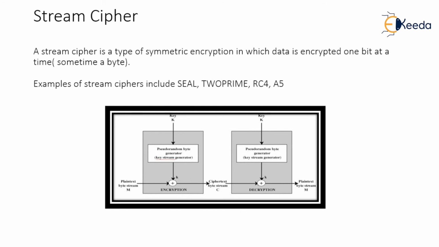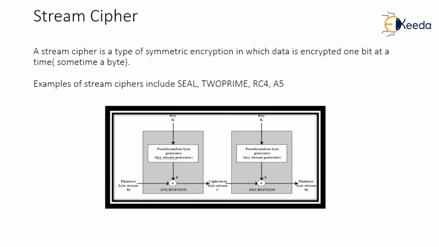So here, stream ciphers take the help of pseudo random byte generators to generate the unique keys for conversion of the bits of your plain text into the ciphertext, and the same generators then use the keys for conversion of the ciphertext bits into the plain text bits.